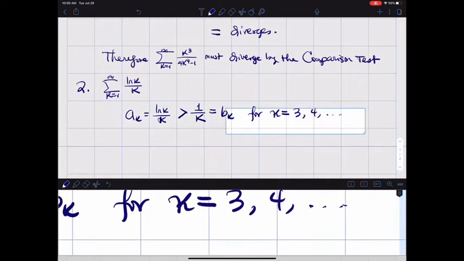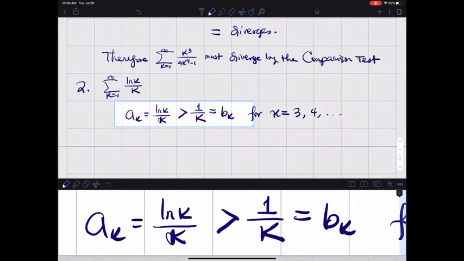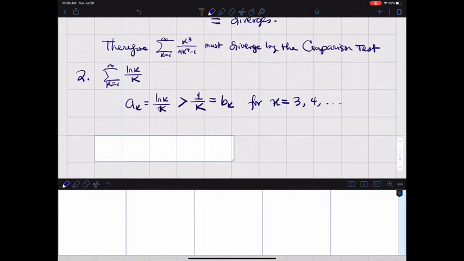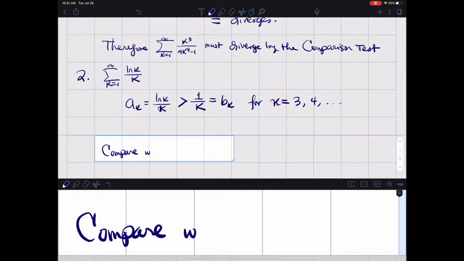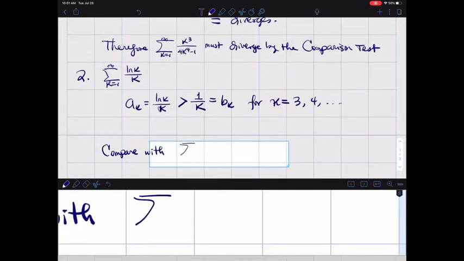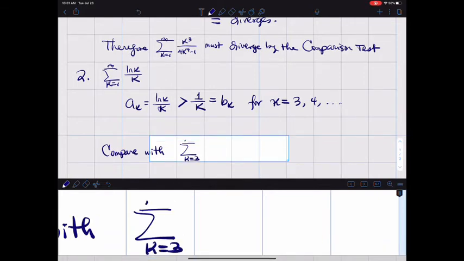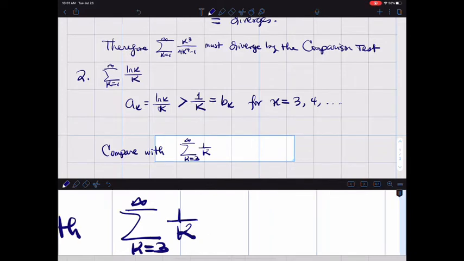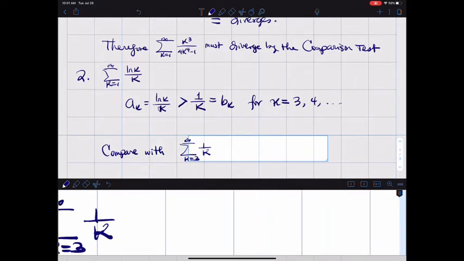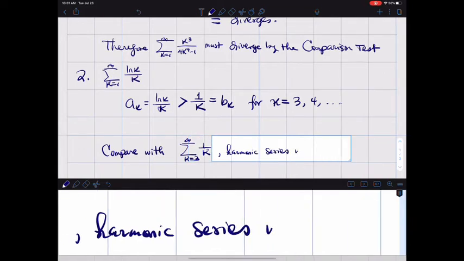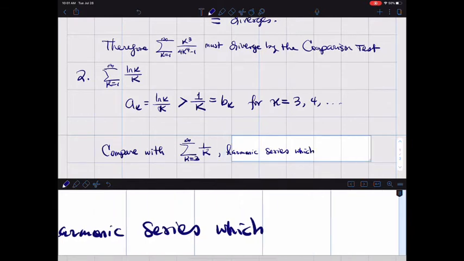So what am I saying? I'm saying that we have this result, which we're going to continue. Let me continue and then finish it. So we're going to compare to the sum from k equals 3 to infinity of 1 over k, which is the harmonic series starting from 3. So this is the harmonic series, which diverges.